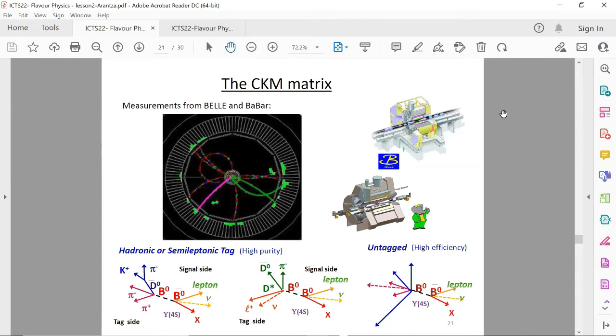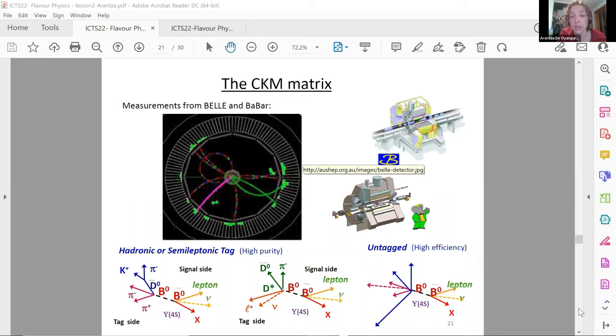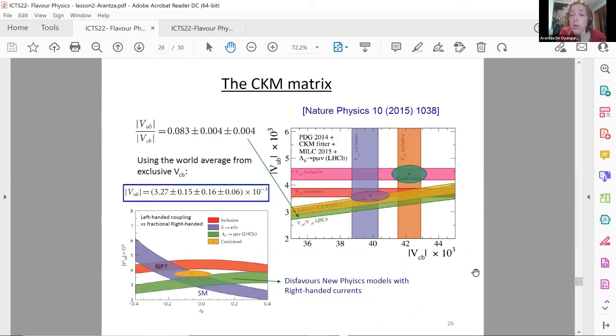Another question: is there any other inclusive versus exclusive mismatch other than V_cb and V_ub? No, I don't think so. For the charm matrix elements, I don't think so. I think it is just in this case, at least so big as compared. But this has been known for a long time, so it is still something that we don't understand.